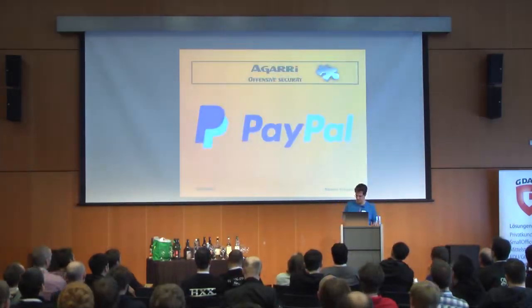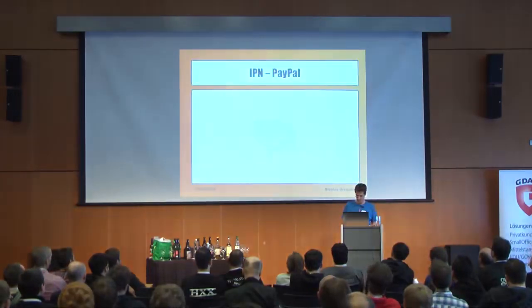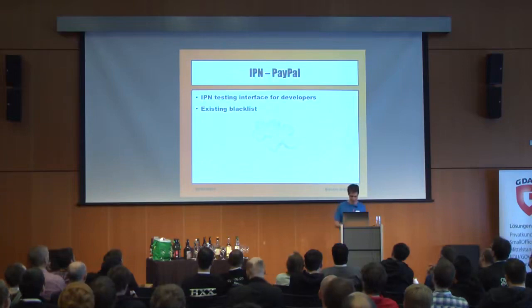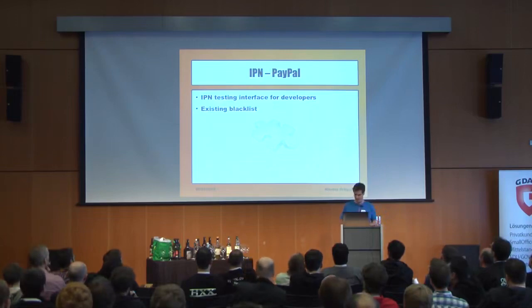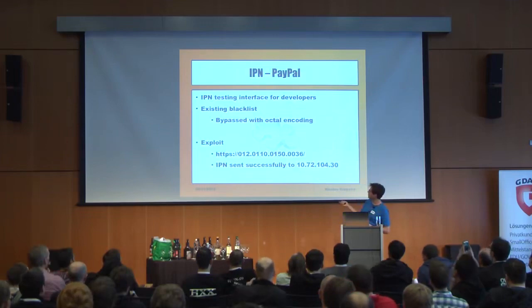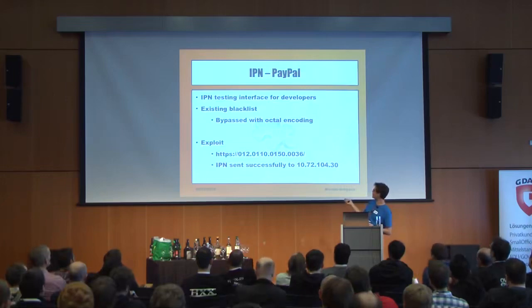PayPal. So never do the bug bounty of PayPal. It's the worst one. What to say? So they are managing money, a lot of money. You have interface for testing IPN request, and they have a blacklist, of course, that's PayPal. But the blacklist can be bypassed with octal encoding. And so as a proof of concept, I send the IPN to this internal IP address, and I got this feedback from the web application. IPN successfully sent to the decoded IP address.